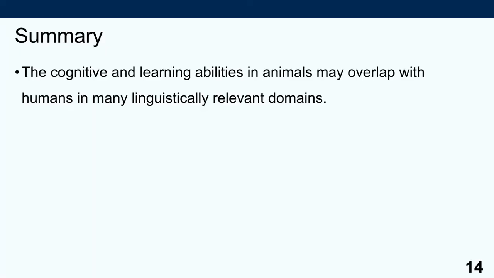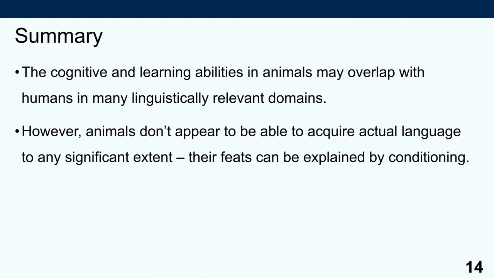First of all, what we've already seen in the last video is that the cognitive and learning abilities in animals may overlap with humans in many linguistically relevant domains. And here especially we saw that, for example, Chaser seems to have something called fast mapping that humans also have, and that's very important in language learning. And we've seen that both Chaser and Alex are able to draw inferences. However, animals don't appear to be able to acquire actual language to any significant extent. Their feats can be explained by classical conditioning.